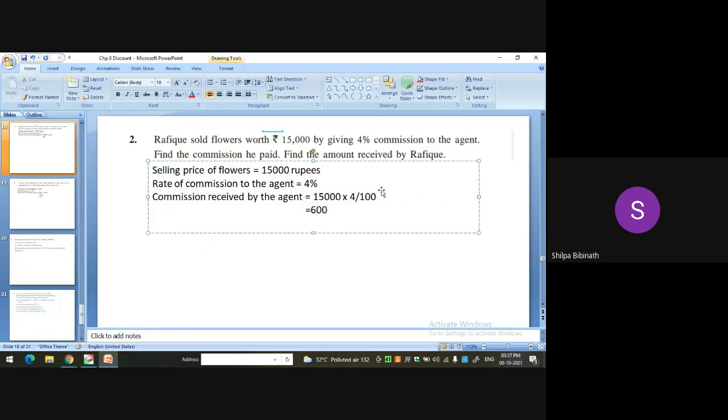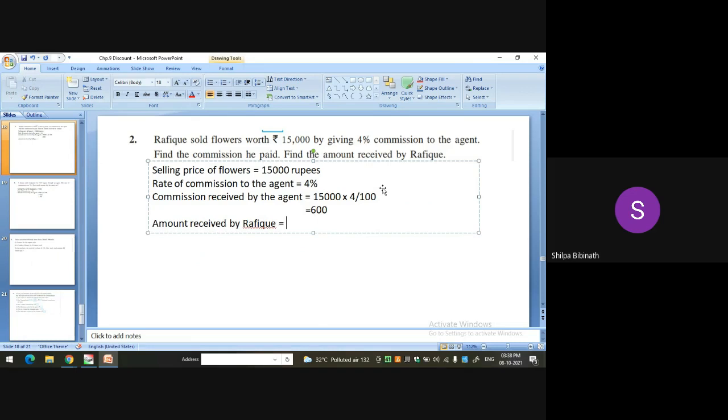Okay. Now, not only commission, what else is asked? Find the amount received by Rafiq. Okay. So write therefore amount received by Rafiq. It is a name. Rafiq is the name of the person. Amount received by Rafiq. How much will he get?